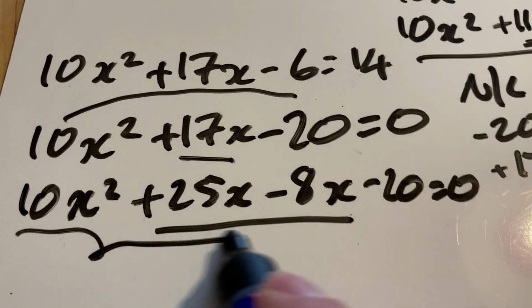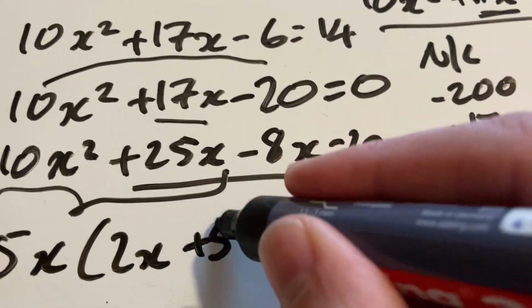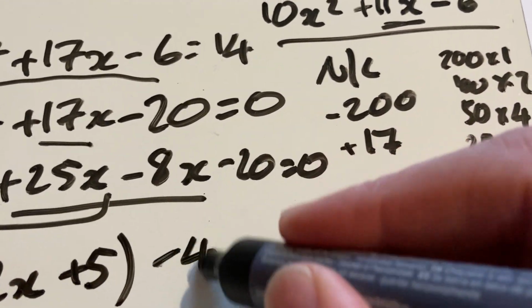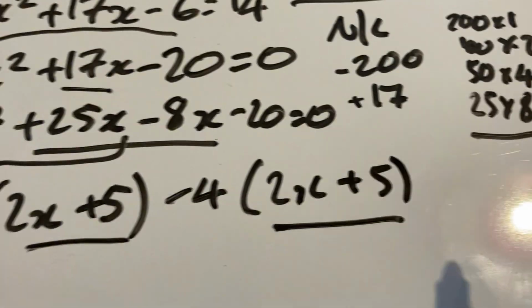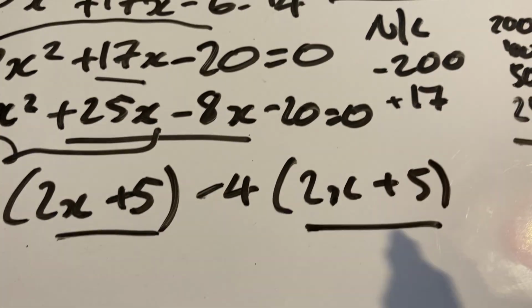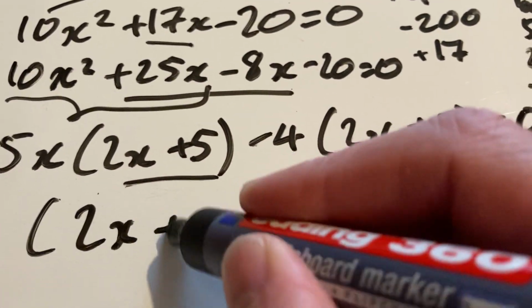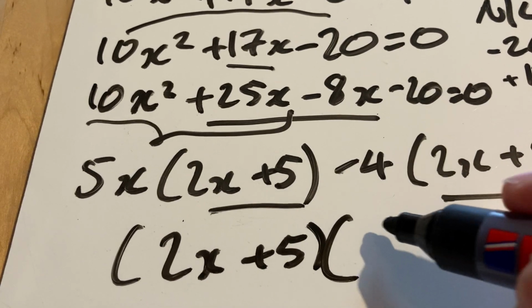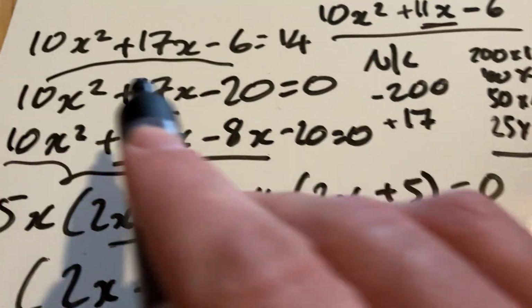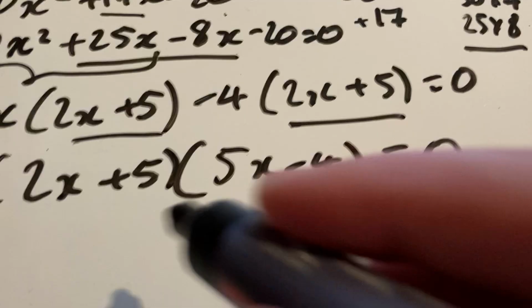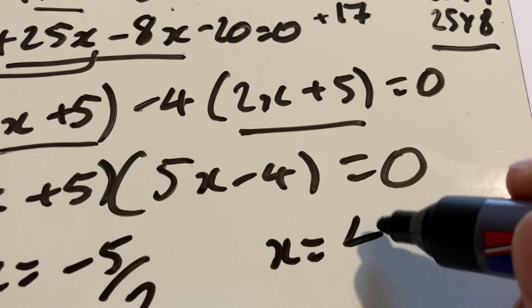So I've split that 17 up into two numbers that sum to 17. Now I'm going to take this pair here, take out the common factor of 5x, leaving me 2x plus 5. Over here I'm going to take out minus 4, leaving me 2x plus 5. If these two brackets are different, then there's a problem. But the fact that they're both equal means we're onto the right path, because then I can take out those brackets as factors, 2x plus 5 and 5x minus 4. Now those are the brackets that factorize that trinomial. That'll give me my solutions. So x is either going to equal minus 5 over 2, or x is going to equal 4 over 5.